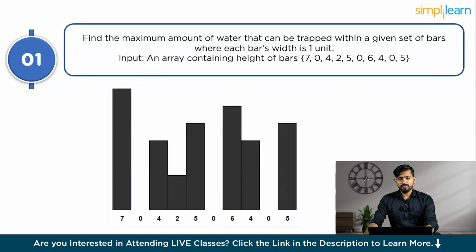So consider an input array where you have the height of the bars at 7, 0, 4, 2, 5, 0, 6, 4, 0, 5. So you can see in this diagram, I have illustrated that. Now, the essence of this problem lies in understanding that the water trapped above any given bar is dependent on the tallest bars to its left and the right, because the water will naturally settle at the lower elevations between the taller elevations.